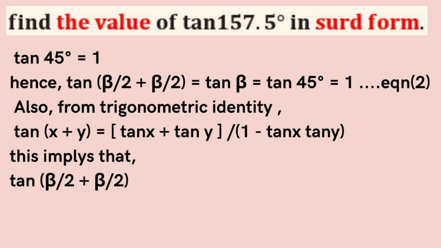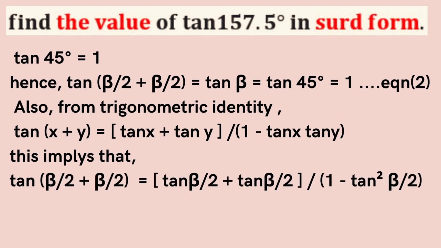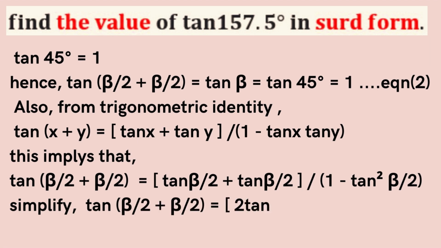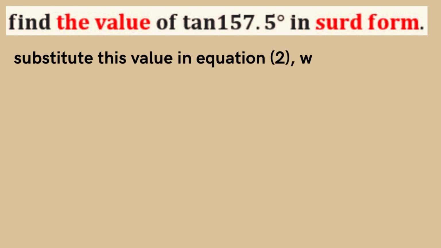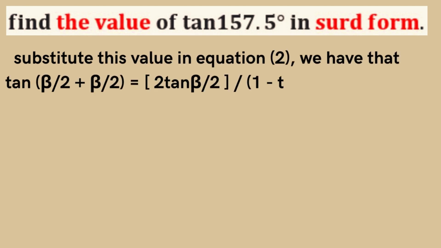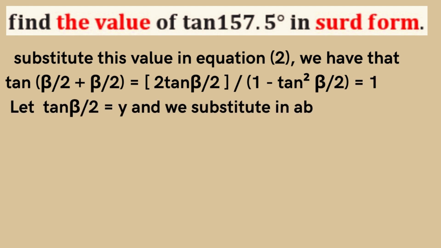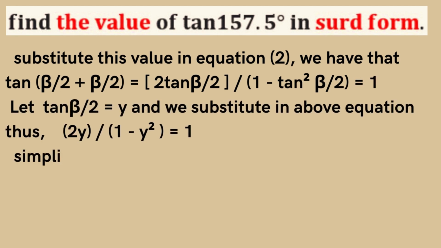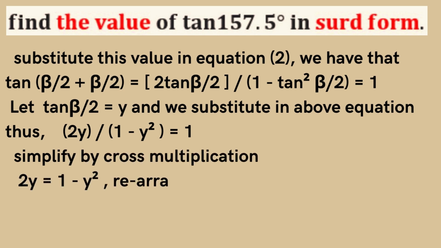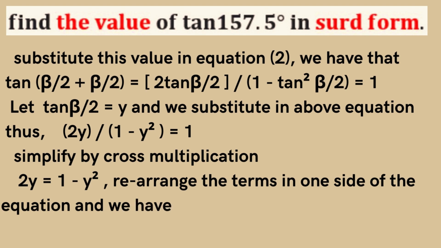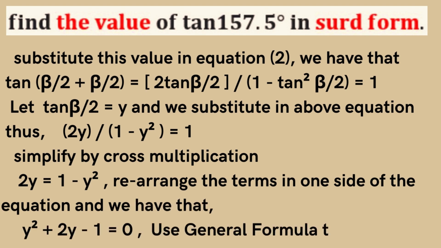Also, we can use a trigonometric identity to simplify the tan of half of beta as shown. Substitute this value in equation 2 and we have a new equation for the tan of half of angle beta. Let tan half of beta equal y and we substitute in the above equation to form a quadratic equation in y. Simplify by cross multiplication, rearrange the terms to one side of the equation, and we have that y squared plus the product of 2 and y minus 1 equals 0.